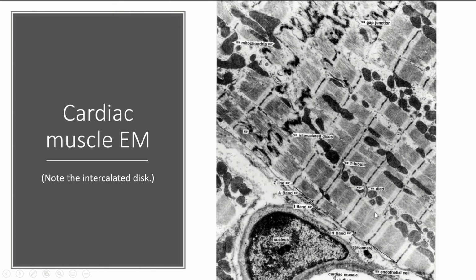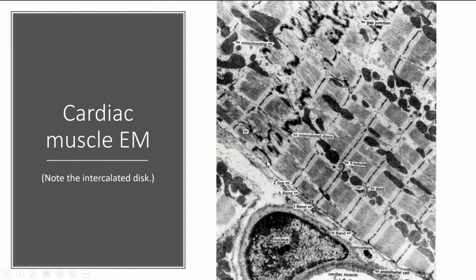Okay, so here is an EM of cardiac muscle. And so remember, this is striated, right? So we've got your A band, your H disc, your I band, your Z disc, right? From one Z disc to another Z disc, that's a sarcomere, right? So it's a lot of the same as skeletal muscle.